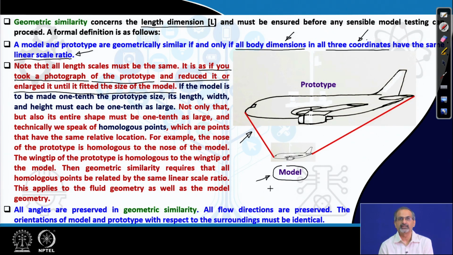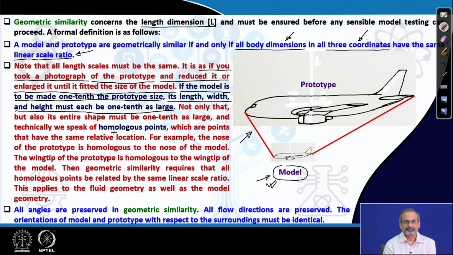So, it is not always that you will be reducing it. Most often we reduce it because our wind tunnels are usually much smaller than our prototypes. Sometimes it could be the other way around, if the prototype is small enough and the wind tunnel is large, but that is rare. If the model is to be made 1/10 of the prototype size, for example, then its length, width, height must each be 1/10 as large.